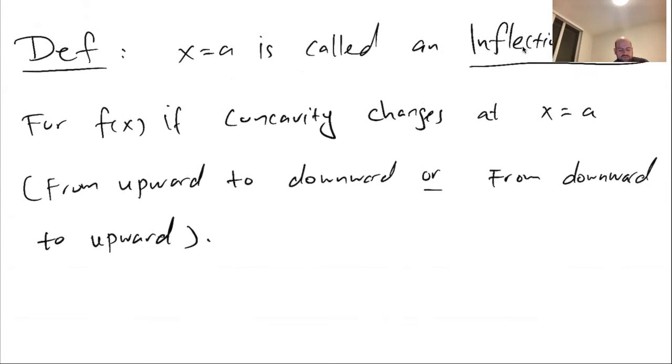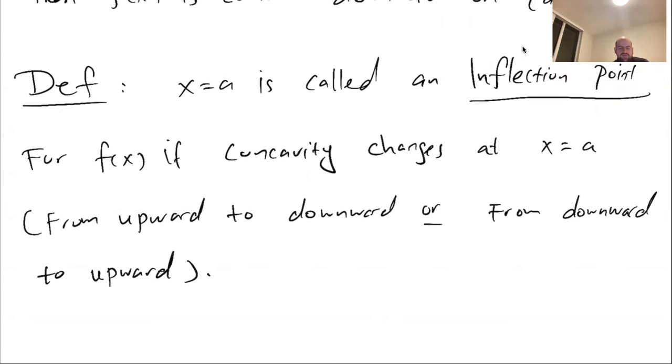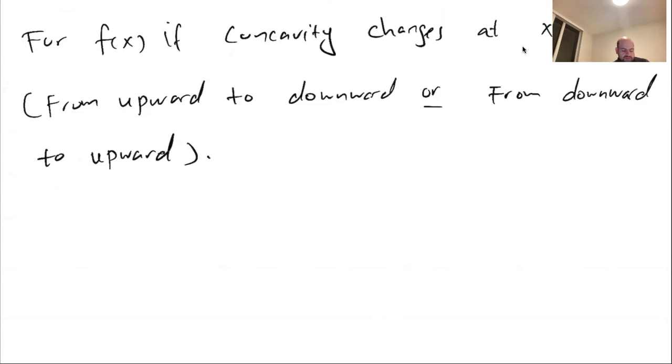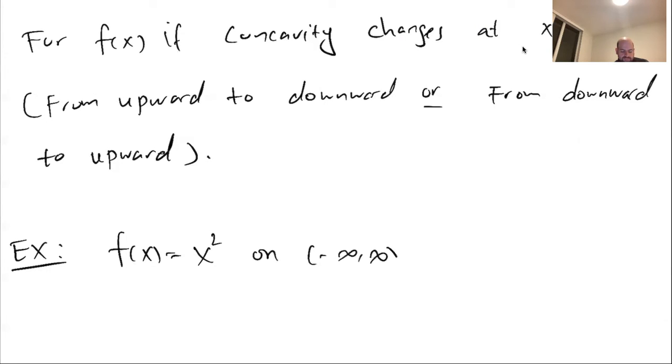Okay, so inflection point means the point where concavity changes from upward to downward or from downward to upward. Now let's look at an example. Let's start with the simplest example for concavity. f of x equals x squared on minus infinity to infinity is concave upward.